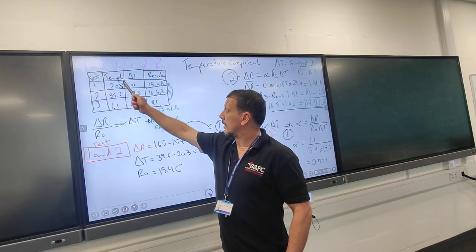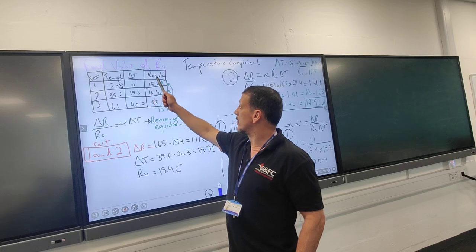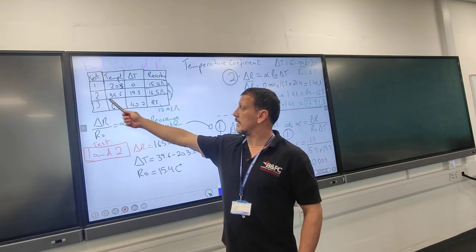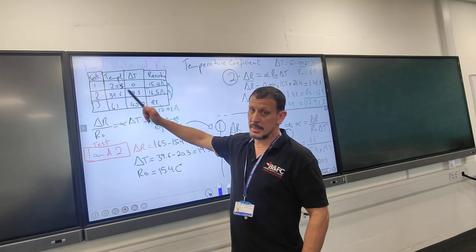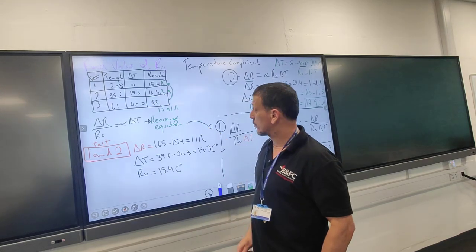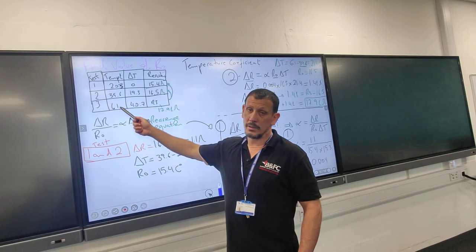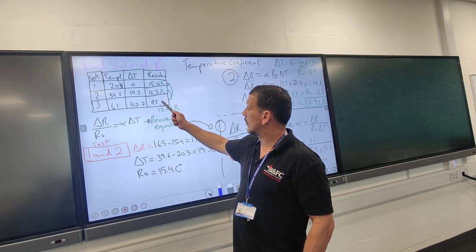The first one, at a temperature of 20.3 Celsius, the resistance was measured at 15.4 ohms. In the second test, with a temperature of 39.6 Celsius, the resistance was 16.5 ohms. And lastly, the third test was with 61 degrees Celsius. What is the value of R3?